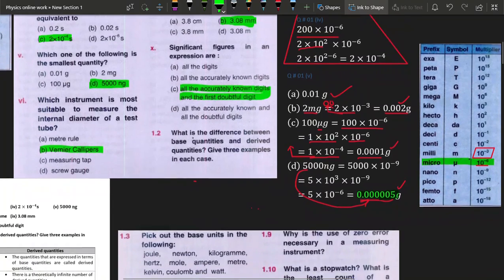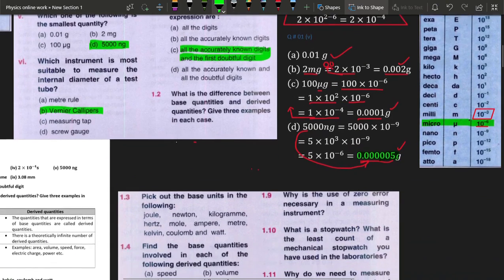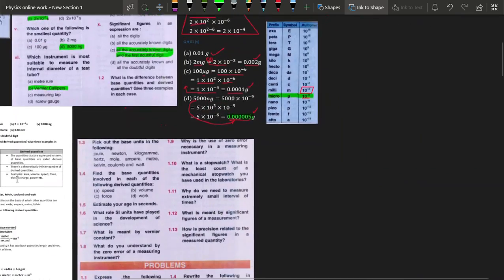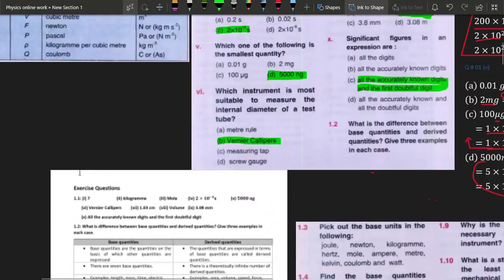Now let's move towards the theoretical questions. So the first question is, what is the difference between the base quantities and derived quantities? Now we will see the answers in this.